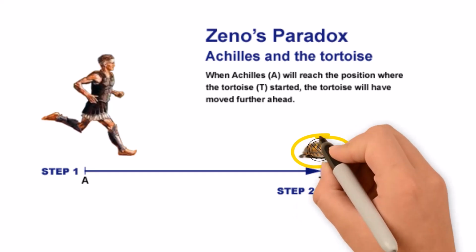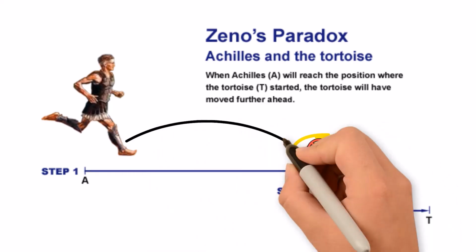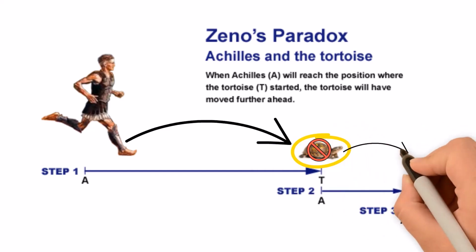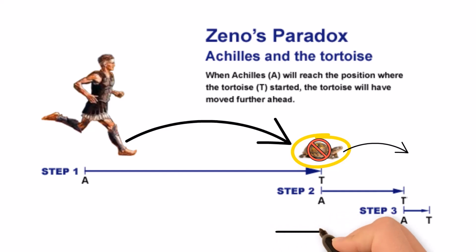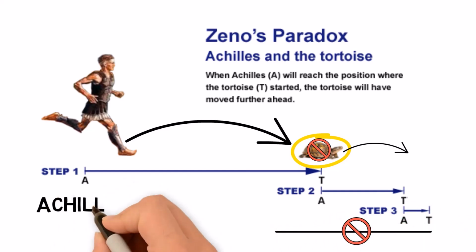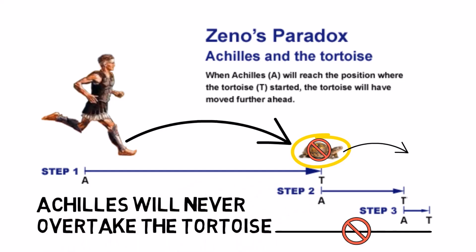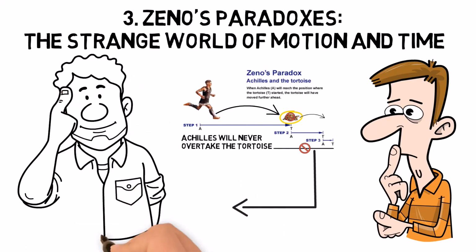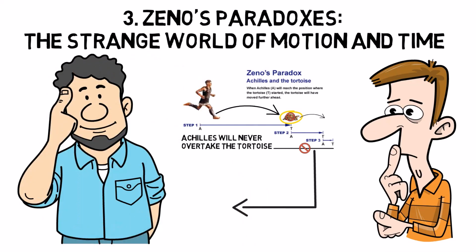Zeno argues that Achilles can never catch up because every time Achilles reaches where the tortoise was, the tortoise has moved a little further ahead. Even though this gap gets smaller and smaller, it never completely disappears, leading to the conclusion that Achilles will never overtake the tortoise. These paradoxes make us reconsider how we think about space, time, and motion, especially when it comes to dividing things into smaller and smaller parts.